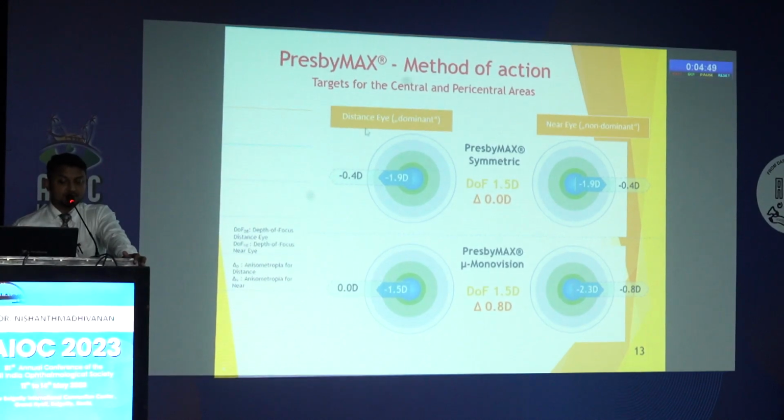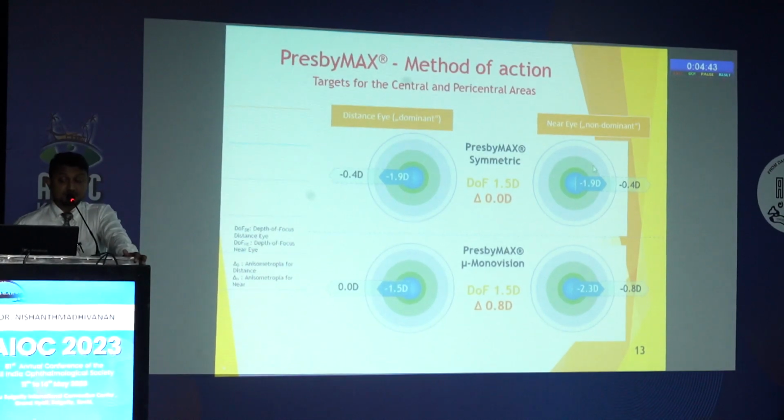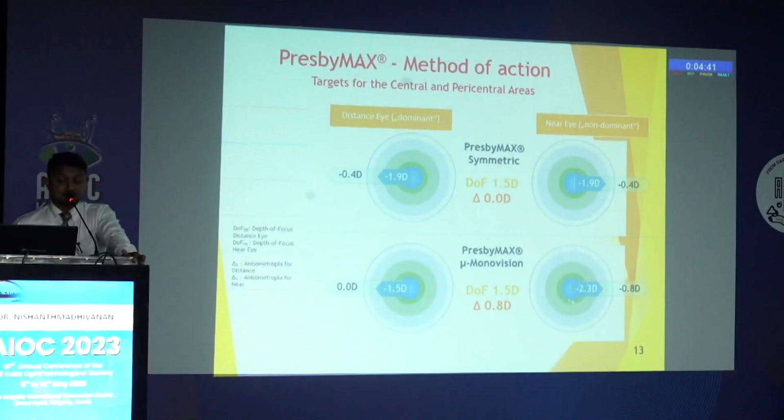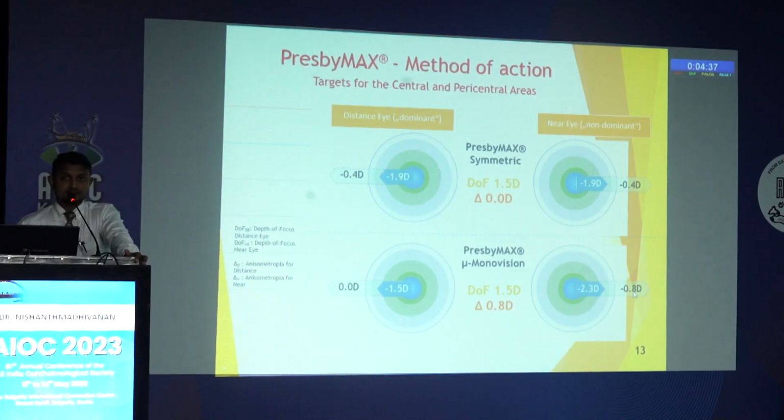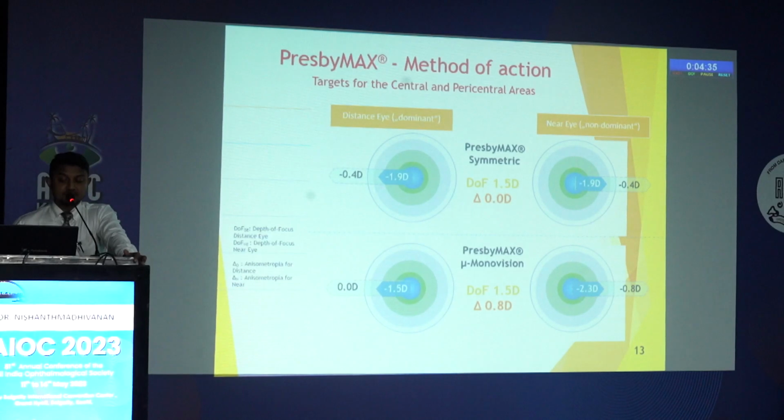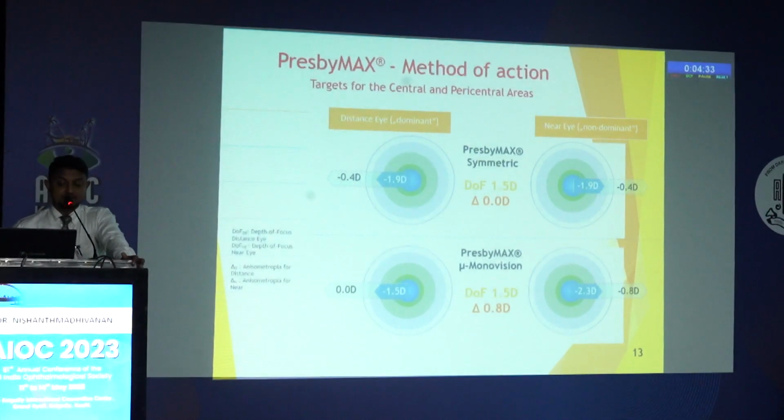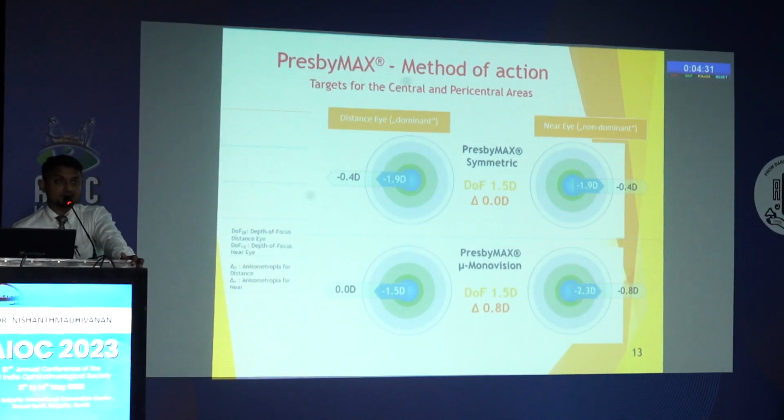In this, you see that the distance is plano, and for near they kept it around -1.5, whereas in the non-dominant eye the full central near is corrected and there is around -0.8 diopters. This -0.8 diopters is the most significant because it helps in making stereopsis possible.